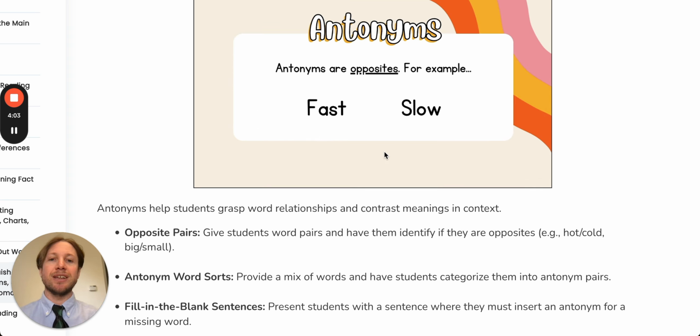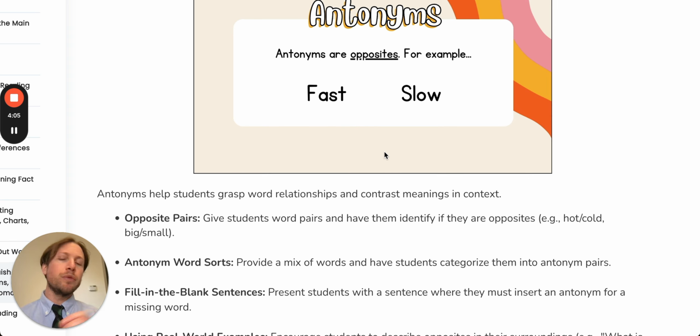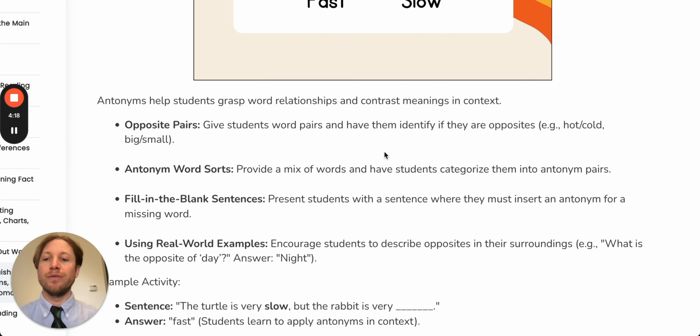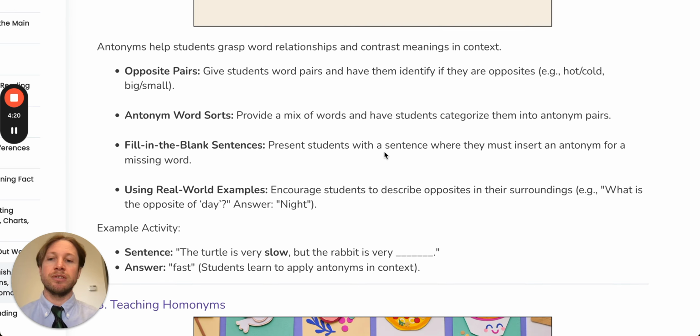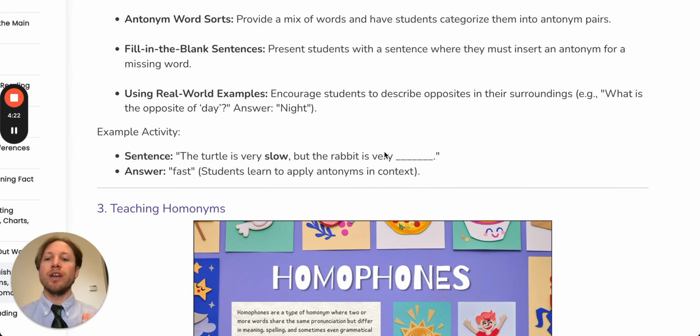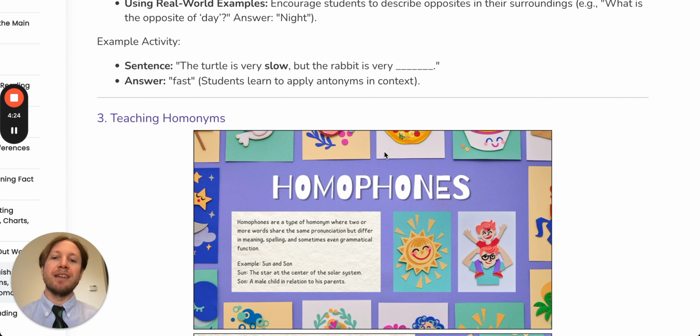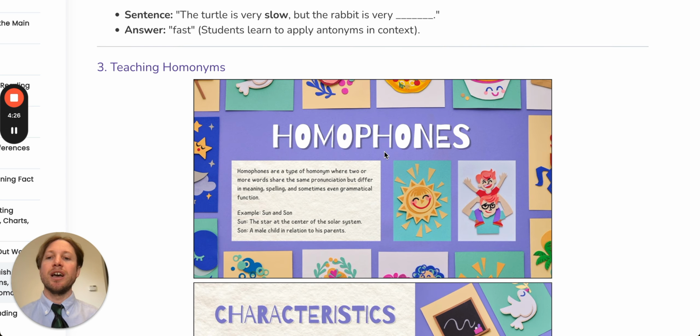So we might categorize them by spelling, by meaning, by sound, lots of different ways, and oftentimes the students will end up with an array, a list of categories or vertical columns of matching synonym pairs. All right, moving on down, we are going to go straight now to teaching homonyms.